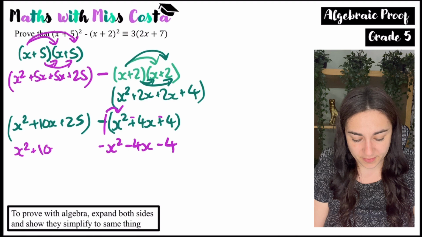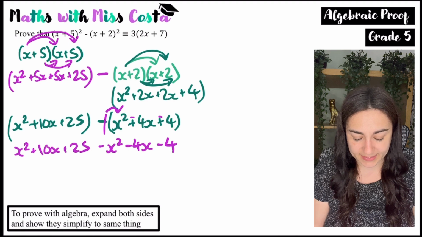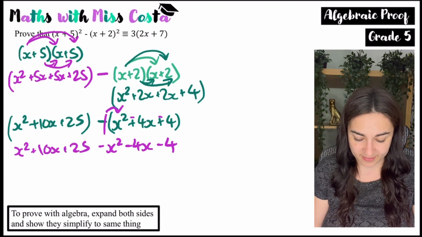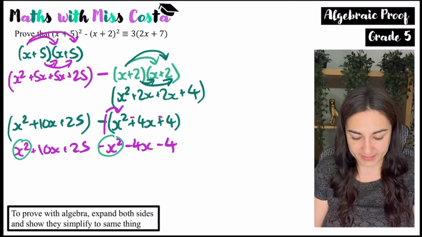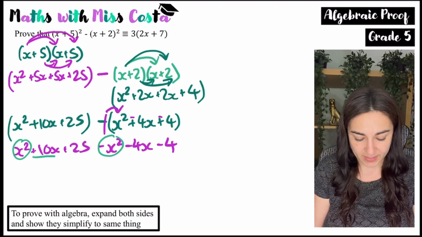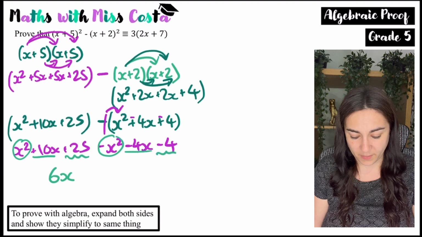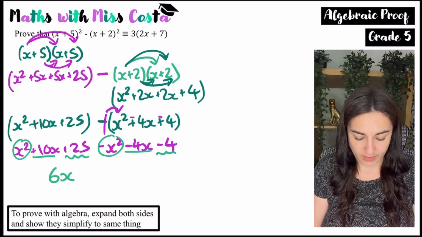So we have this whole expression subtracting this expression. So now let's collect the terms. X squared minus x squared is going to cancel out. 10x minus 4x is 6x, and 25 minus 4 is 21.